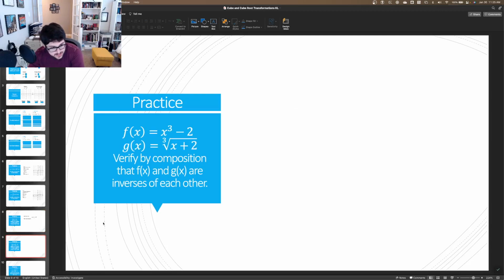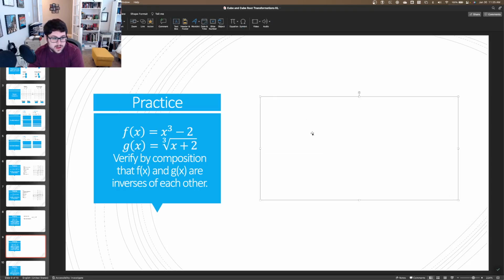Let's try this one, same idea. So let's grab a text box. I'm going to be putting in, let's do f of g of x, and I'm just going to kind of crudely type this. So I'm putting the g of x on the inside, so that's cube root. Yeah, I need to use an equation to be able to type this thing.